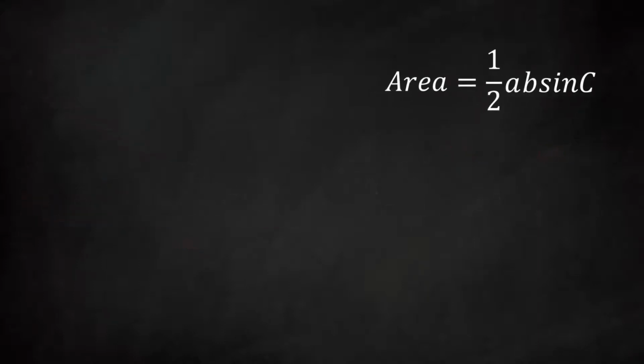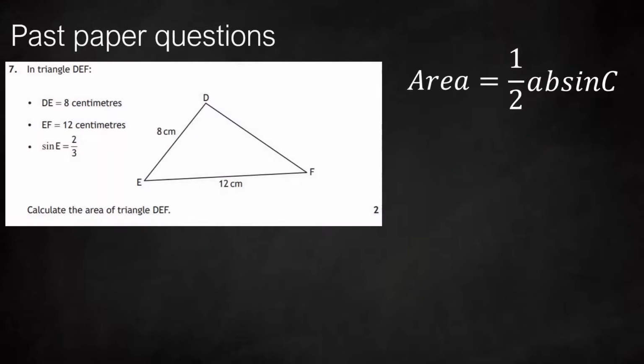Let's go on to look at some past paper questions. So this question is just asking us to find the area of a triangle. It's only worth 2 marks, so hopefully it's not too difficult. And we can see that we're given two sides, so let's just label them a and b.